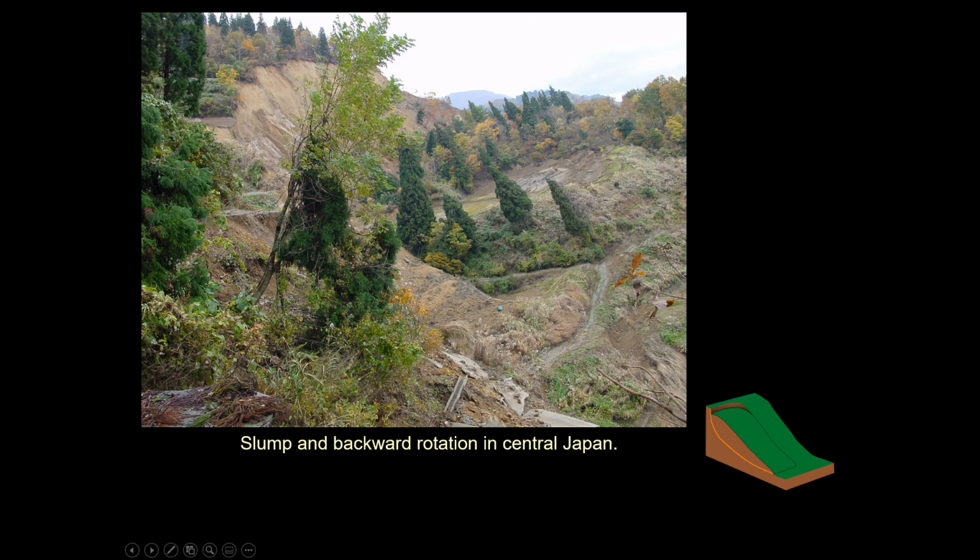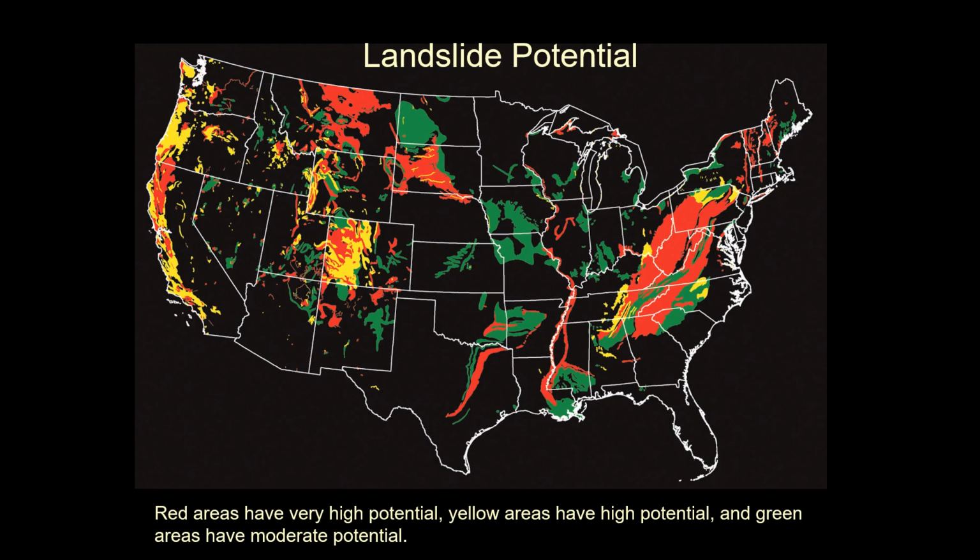Here you can see it. If you look at the trees here, in the upper center of the photo where I'm circling right here, those trees were up here at the top before the landslide took place. So what happens is you have this downslope movement that we call a slump, which is not a real long distance, and then the slope tipping back a little bit. We call that the backward rotation.